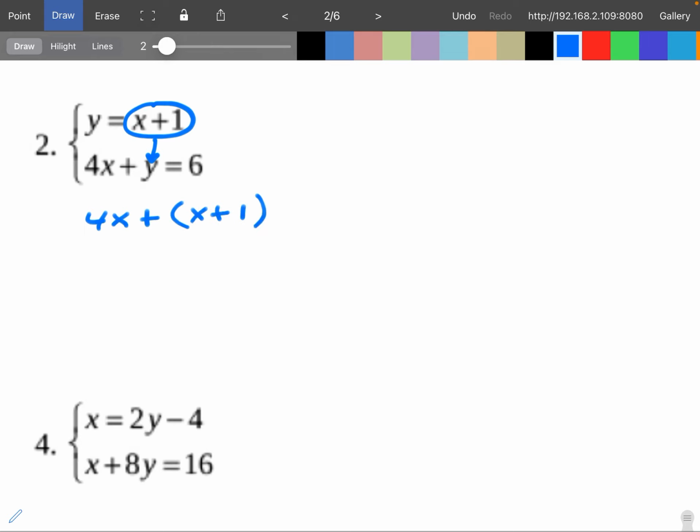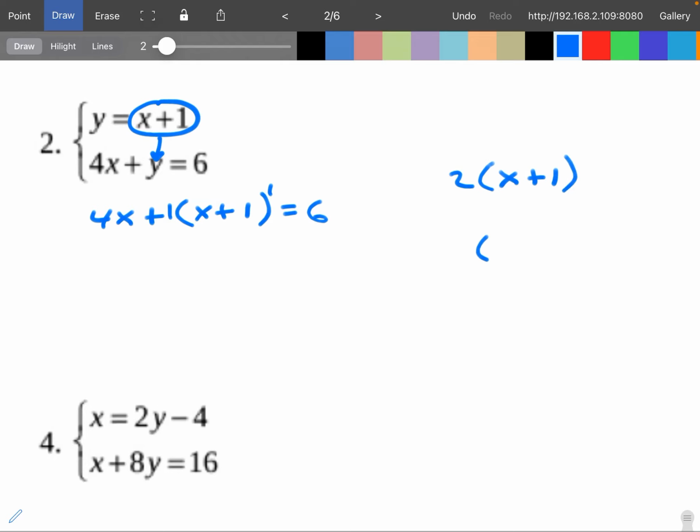All right? That was step 2. So step 1 was to solve one equation for one of the variables. That was already done for you. Step 2 is to substitute the x plus 1 in for y in the second equation. And that makes the second equation look like this then. The second equation would now be 4x plus (x plus 1) equals 6.